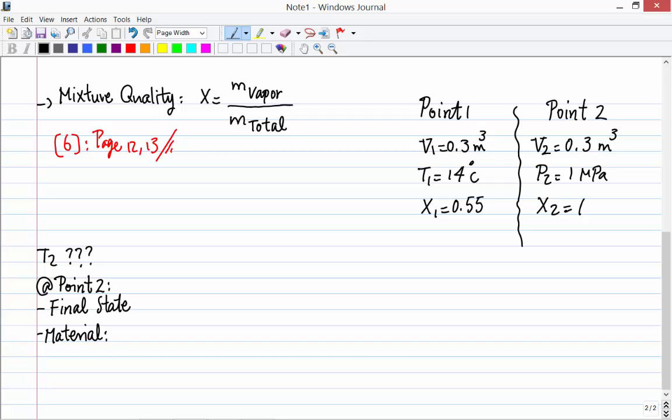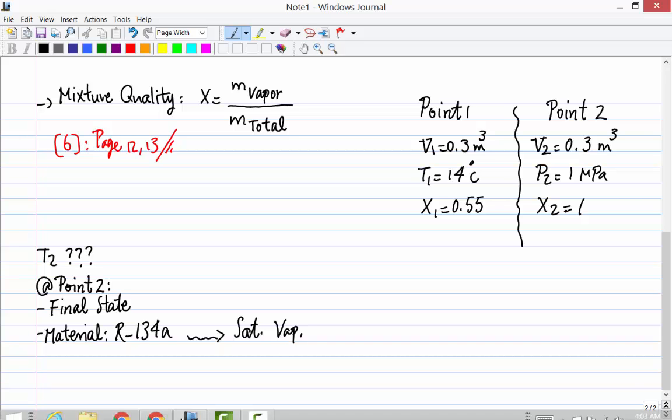Just make it clear in front of your eyes. Once again, one more time. The material is R134A. Okay. And as I told you before, it's saturated vapor because we closed the valve as soon as we got the whole mass in vapor phase. So it's saturated vapor, right?